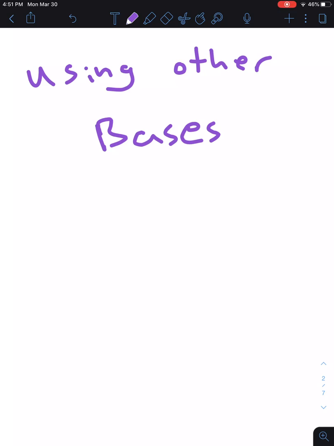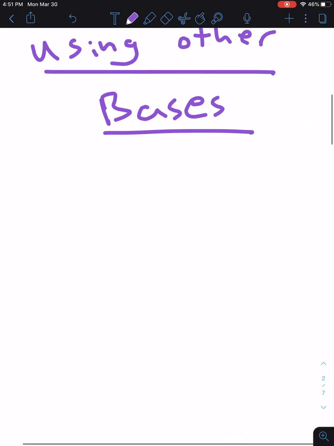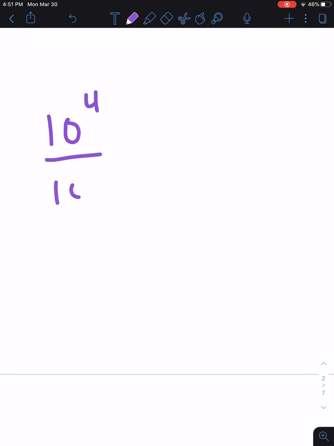Alright folks, during this lesson we'll be talking about using other bases. We've become very familiar with using 10 as a base, like 10 to the 4th power. Let's do something with this. Let's say we've got 10 to the 4th power over 10 to the 2nd power. Now we'd use the quotient rule there, to do 4 minus 2, which would get us 10 to the 2nd power.